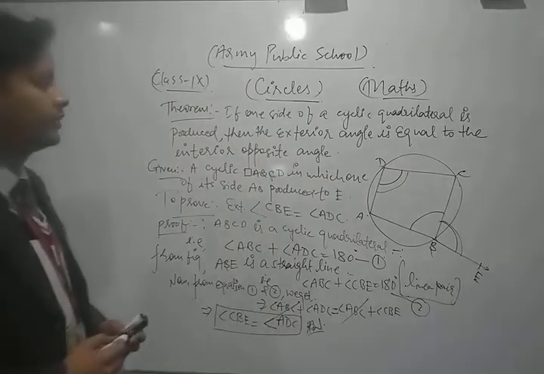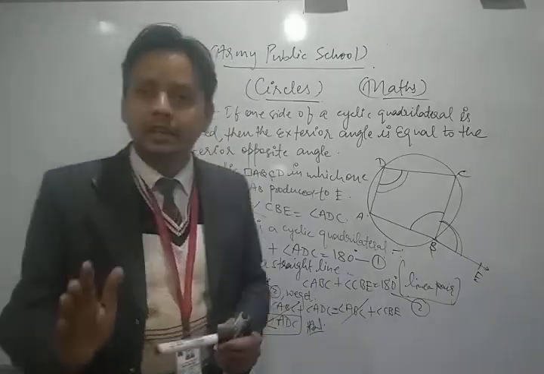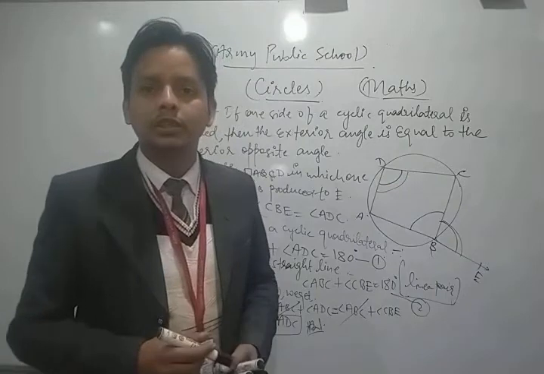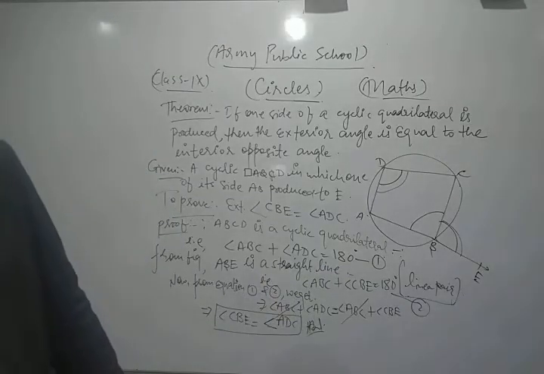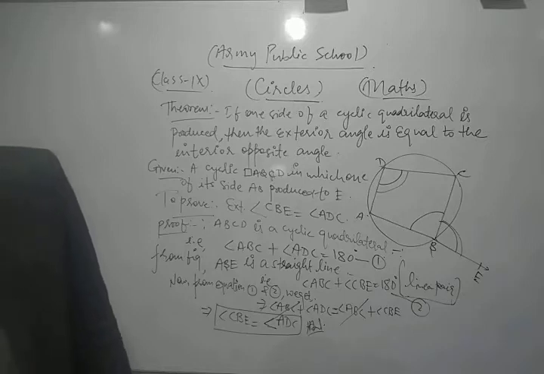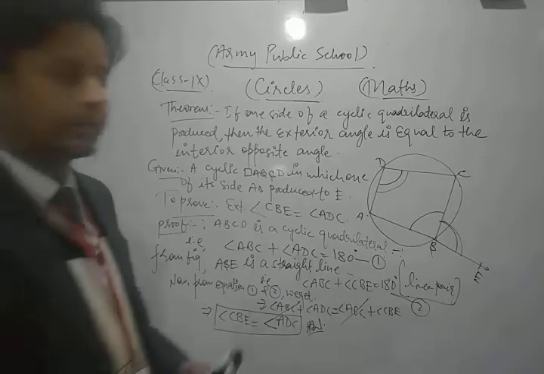In this way, dear friends, we can say that if one of the sides of a cyclic quadrilateral is produced, then the exterior angle is always equal to the opposite interior angle. So dear friends, this is a very important result related to the cyclic quadrilateral. There are so many important questions based on this topic also. This is one of the most important. Now dear friends, we take and solve some important questions based on cyclic quadrilaterals. Okay, dear friends, let's see.